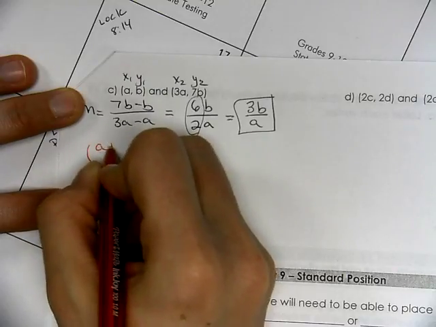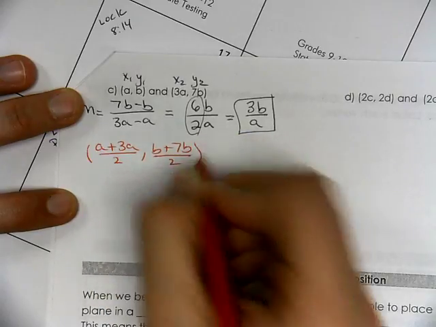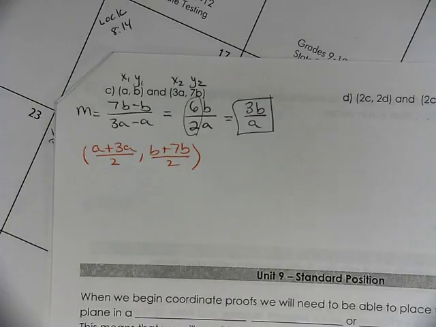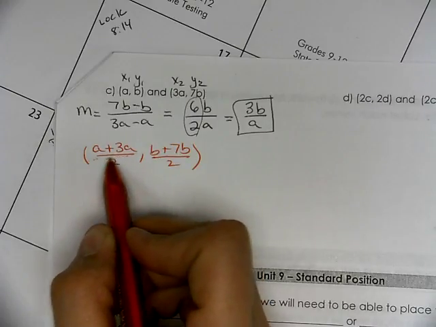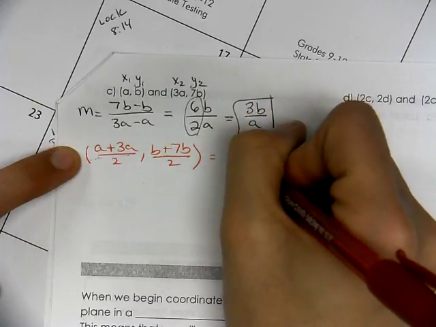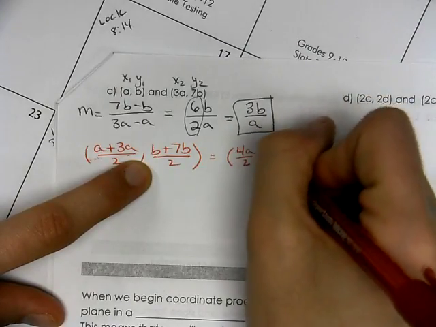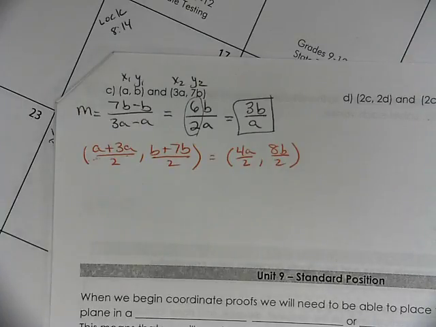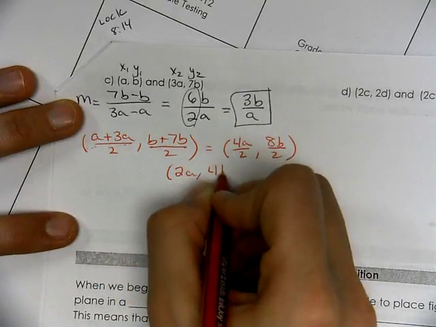Midpoint. a plus 3a divided by 2. b plus 7b divided by 2. What does this turn into? For a, and b plus 7b gives me how many b's? 8b. Because those are both even numbers, can I cut them both in half? Because there's no letter on the bottom, I don't have to write it like this. I can just leave it 2a, 4b.